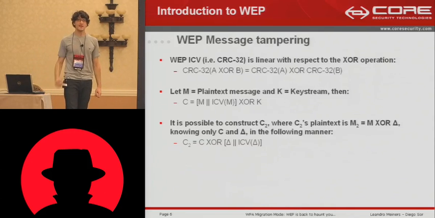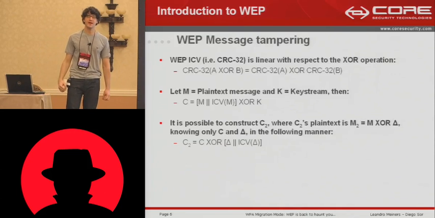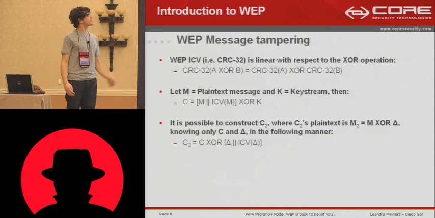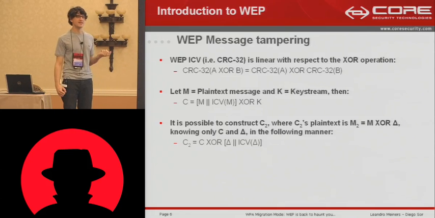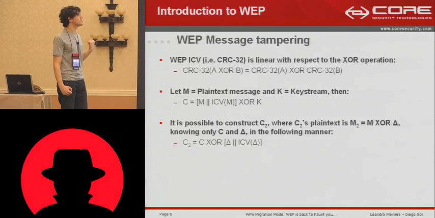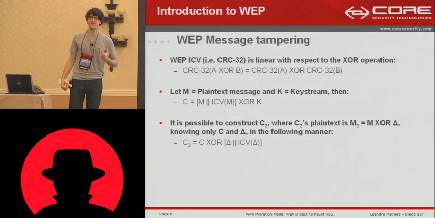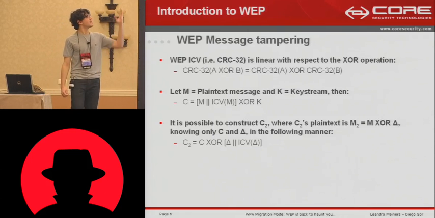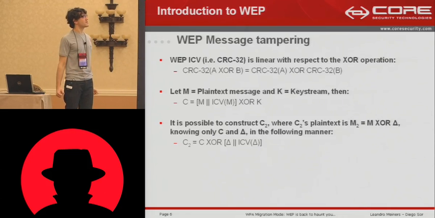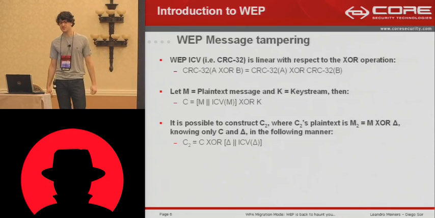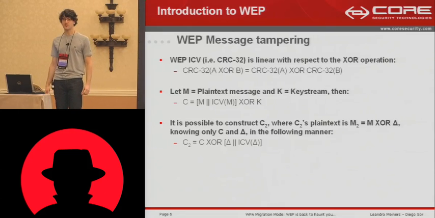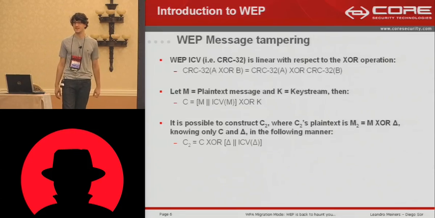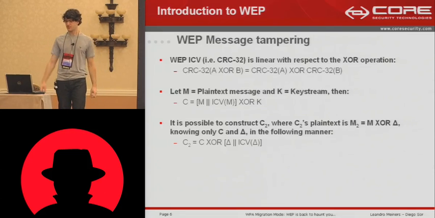So back in 2001, one of the first papers was published about how to tamper with a WEP message. What does it mean? It means we can build a new message based on the old ciphertext that is still valid. So basically, one of the key elements for this to happen is that CRC32 is linear with respect to the XOR operation. This is the basic property that we need for this to happen.